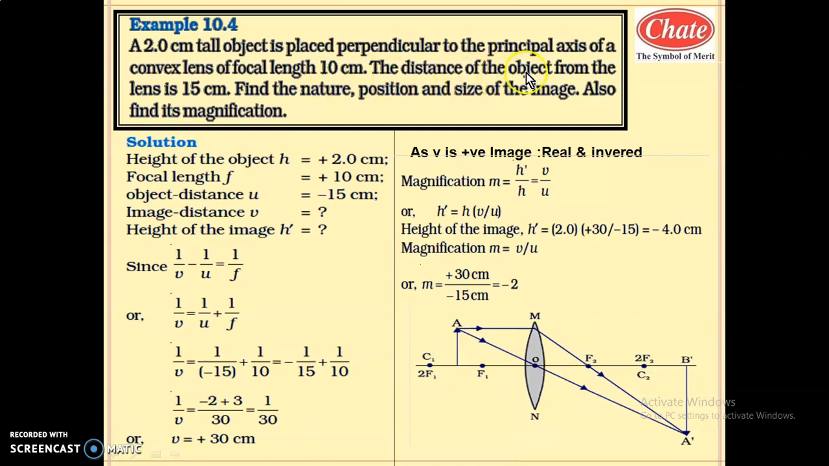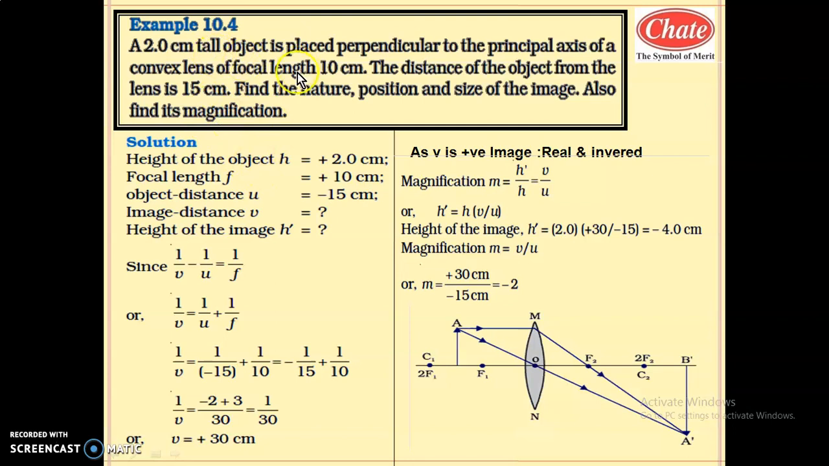The distance of the object from the lens is 15 centimeter, which means the object distance U is 15 centimeter, but U is always taken as negative, so it is minus 15 centimeter. Find the nature, position and size of the image. Nature means it is either virtual and erect or real and inverted. Position means V, and size of the image means either magnified or diminished. Also find its magnification. So you have to use both formulas: one is the lens formula and another one is the magnification formula.